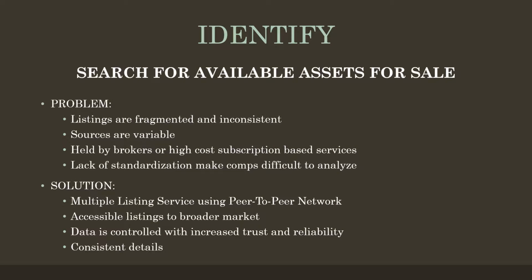The first step in the commercial real estate process is identifying the asset. Sources for commercial real estate listings are fragmented and inconsistent. Listings are typically held on high-cost subscription-based services or by costly brokers. The listings are highly variable based on the source, and the lack of standard details and format make comps very difficult to analyze. Blockchain can consolidate all listings from all sources in multi-listing services or MLS using peer-to-peer networks.